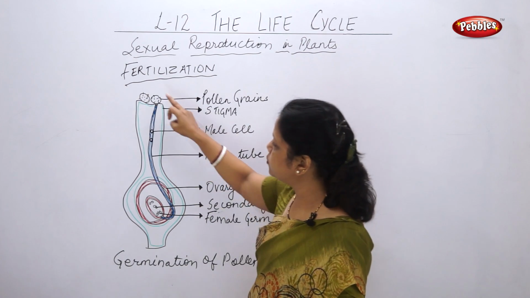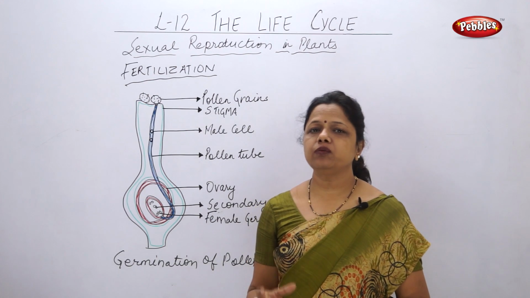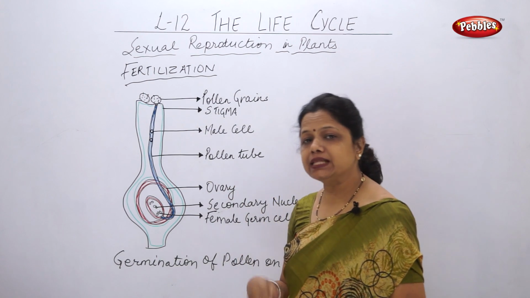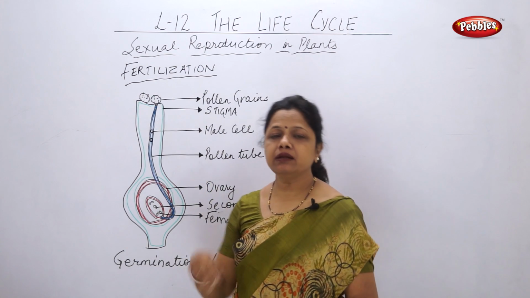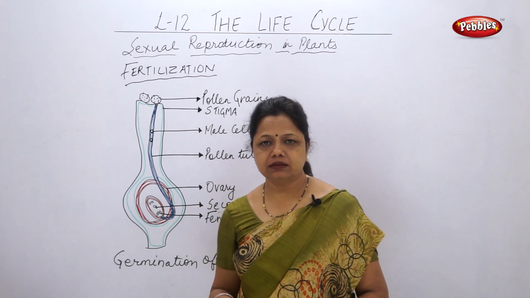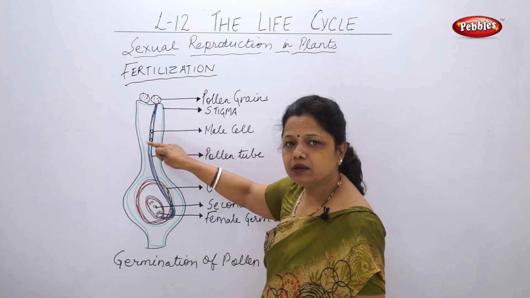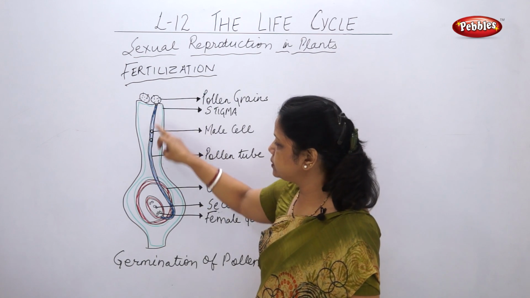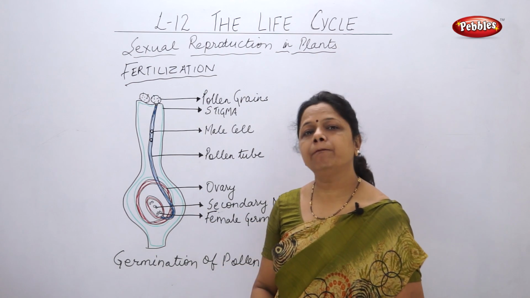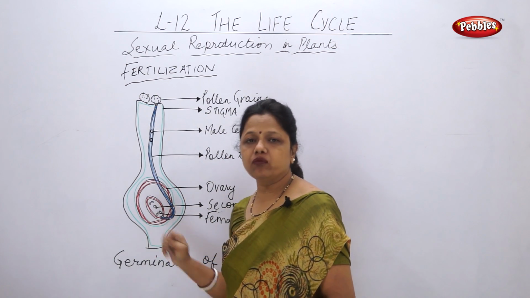What is the role of the pollen tube? The role of the pollen tube is to take the male cells, the male germ cells. Each pollen grain gives out 2 male cells, and those 2 male cells I have shown here travel down the pollen tube till the ovary. So the tube is actually the carrier of the male cells, which come down into the ovary.